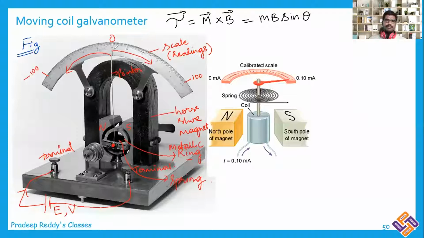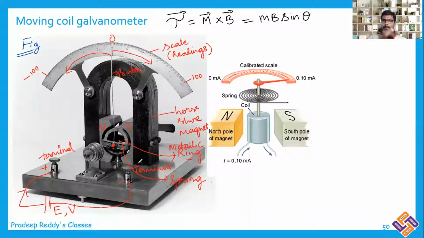The direction of pointer depends on how you are connecting these two terminals. If you are connecting this to positive and this to negative, deflection may be right side. If you are reversing the terminals, then the deflection may be left side. The pointer deflection depends upon the direction of current in the coil. And the magnitude of deflection of the coil depends on how much current is flowing in the coil.